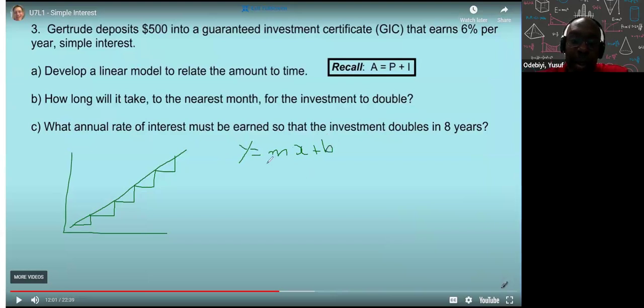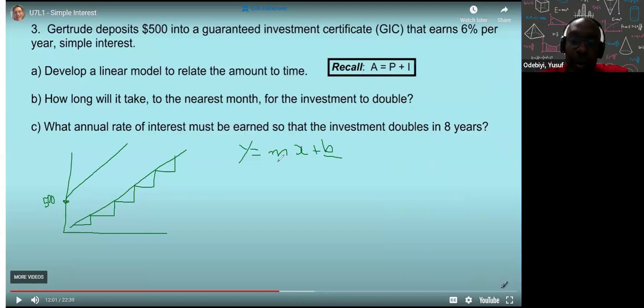Right? And m was your slope, b was your y-intercept. In this case, your y-intercept would be your starting value, so your starting value would be the initial amount. The initial amount here would be 500. All right, so if I'm starting from 500, then that would be my y-intercept. Then my slope would be the interest that I make.